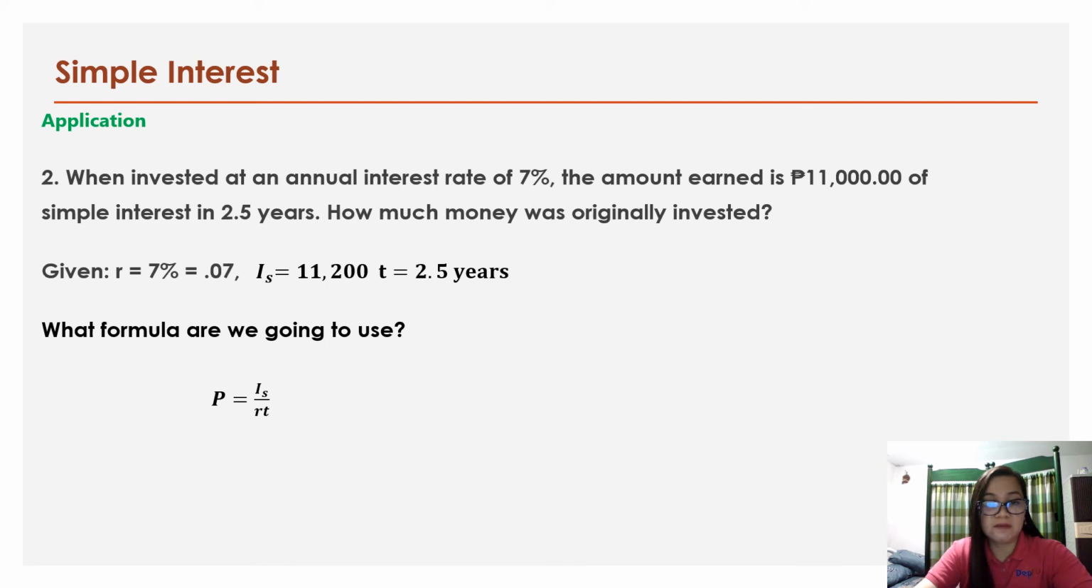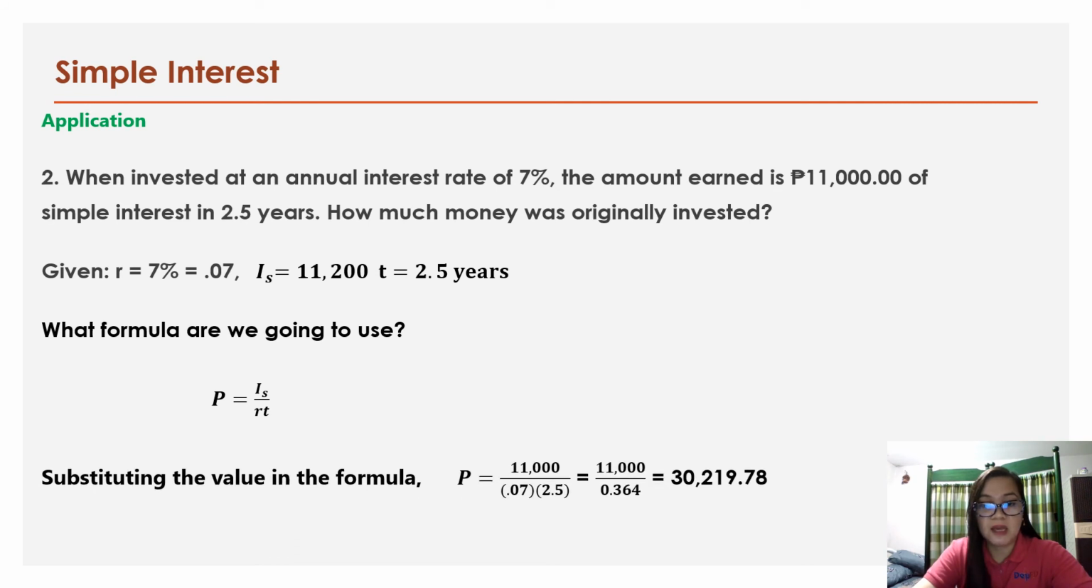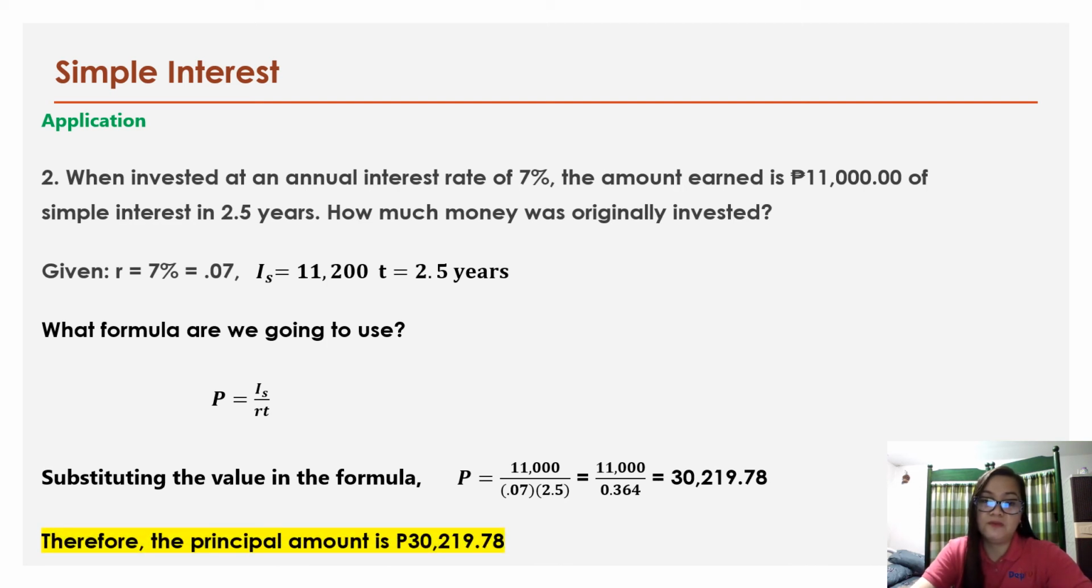I sub S is given as 11,200. Rate we have here 0.07 and time is equal to 2.5. So substituting the value, we will get 11,000 divided by 0.07 times 2.25. That will be equal to 0.364. So we have here 11,000 divided by 0.364. That will be equal to 30,219.78. Okay, so therefore the principal amount is 30,219.78.